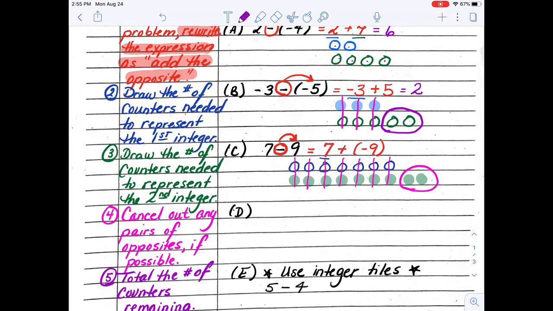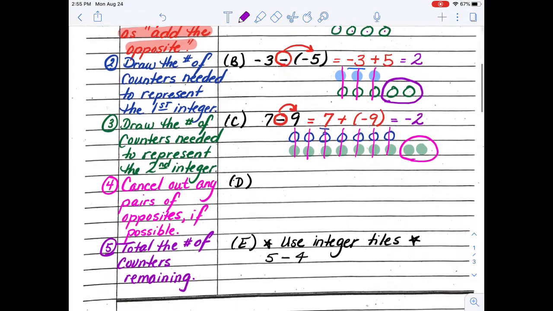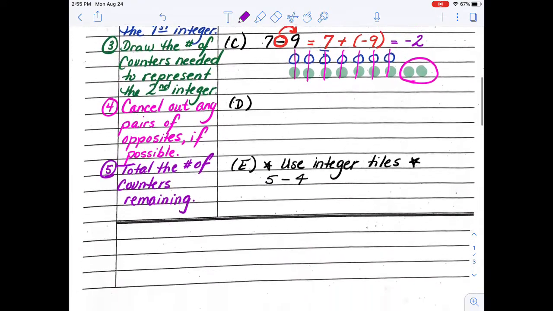Okay, now let's look at what we have on this C. There are 2 counters, but these are the colored in. These are the negatives. So it is a negative 2. Negative 2. Now we're going to do another one in class, that D, so let's leave that one blank.